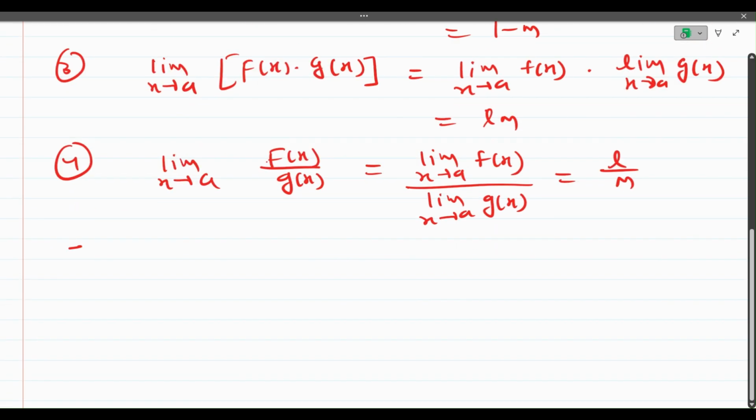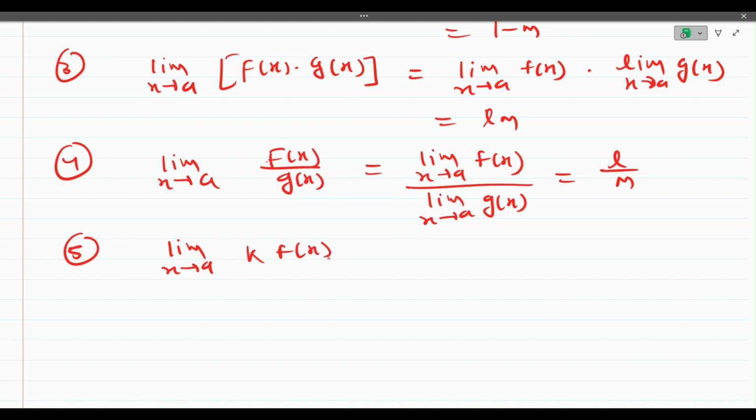And in case there is a constant k times f of x, that's equal to k times limit as x tends to a of f of x. So we can only find the limit of f of x and then multiply it by k, where obviously k is a constant.